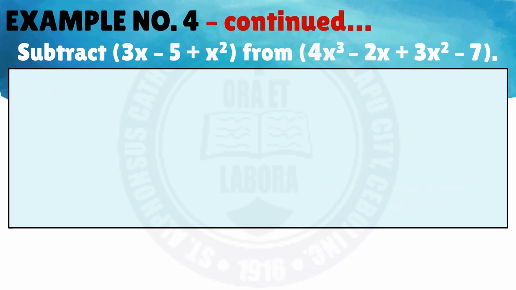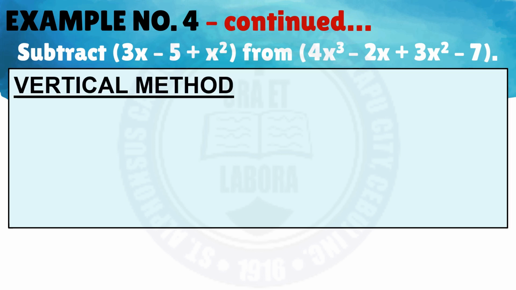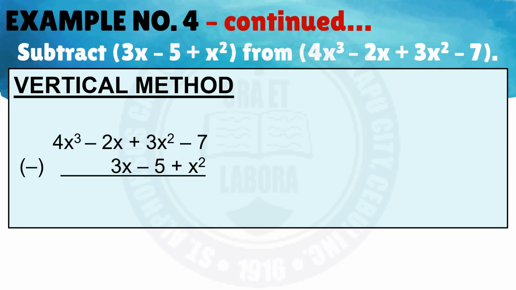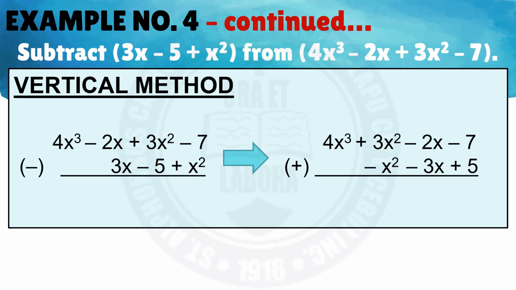Let's have a continuation for example number 4, but this time we will use the vertical method to subtract 3x minus 5 plus x squared from 4x cubed minus 2x plus 3x squared minus 7. So from this given 4x cubed minus 2x plus 3x squared minus 7 minus 3x minus 5 plus x squared to this: 4x cubed plus 3x squared minus 2x minus 7 plus negative x squared minus 3x plus 5.